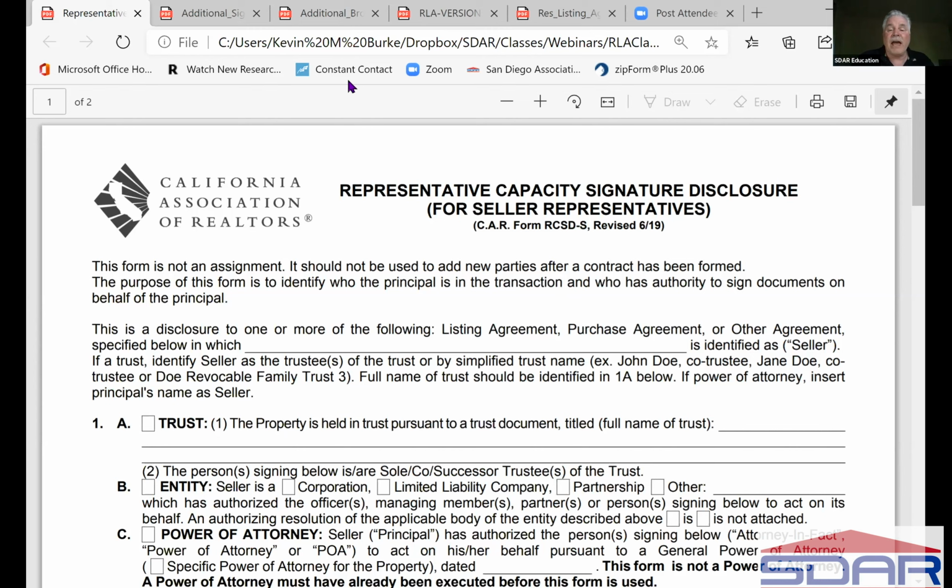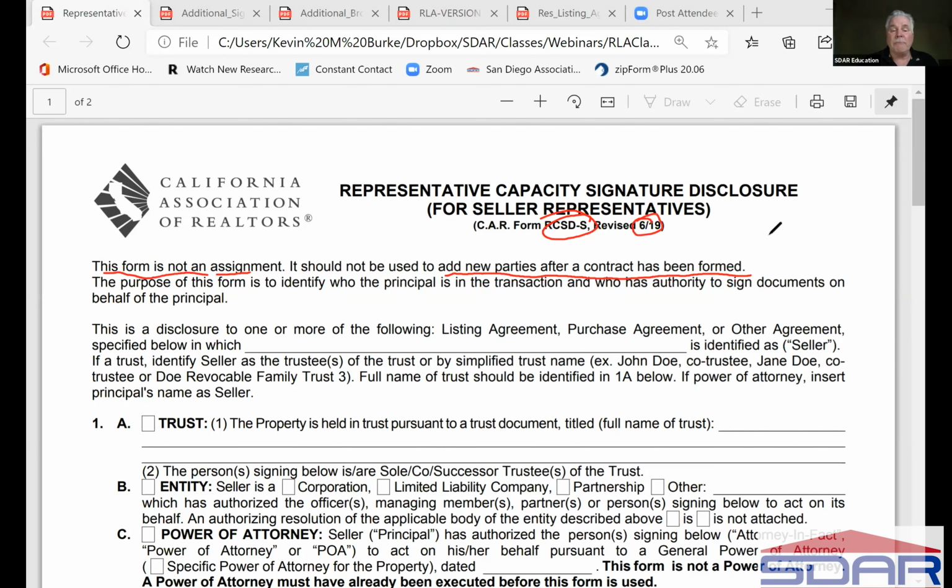And let me show you that. Here is my RCSDS, and it was just recently updated, June of last year. This form is not an assignment. Get that out of your head. We do have another form called an assignment of agreement addendum. That's what you would do to do an assignment. This is not that form. And it should not be used to add parties after the contract has been formed. So you need to do your homework at the time you take the listing.